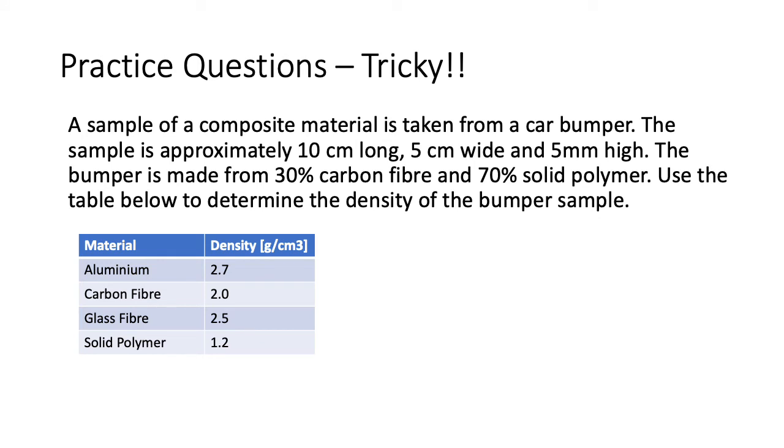Okay, so we're going to do some more practice questions, and these ones are getting a little bit more tricky. The question reads, a sample of a composite material is taken from a car bumper. The sample is approximately 10 centimetres long, 5 centimetres wide and 5 millimetres high. The bumper is made from 30% carbon fibre and 70% solid polymer. Use the table below to determine the density of the bumper sample.